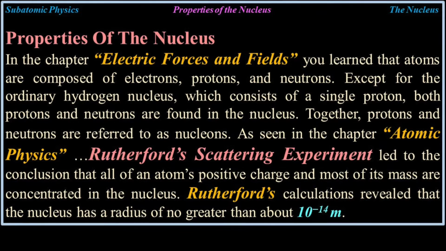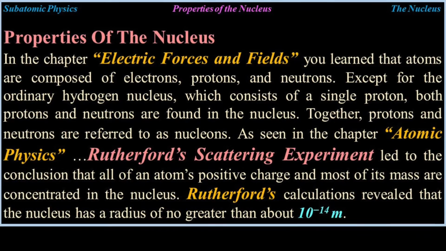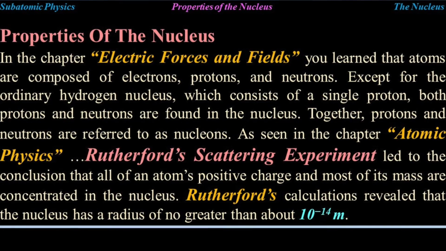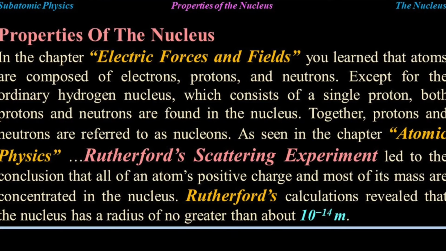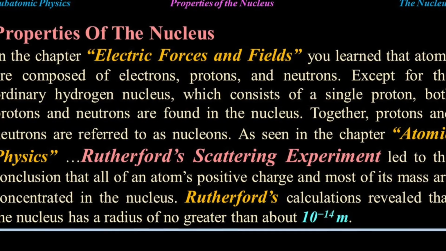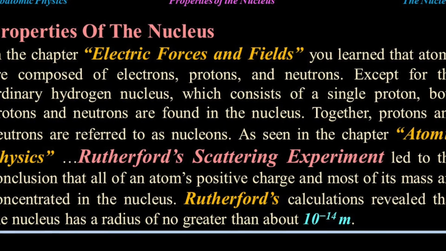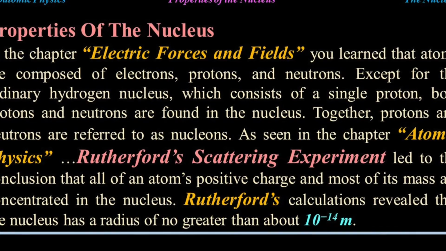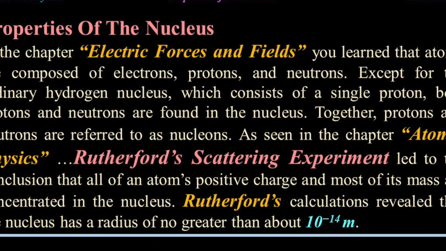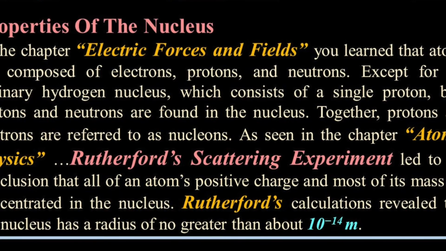Properties of the nucleus. In the chapter Electric Forces and Fields, you learned that atoms are composed of electrons, protons, and neutrons. Except for the ordinary hydrogen nucleus, which consists of a single proton, both protons and neutrons are found in the nucleus. Together, protons and neutrons are referred to as nucleons, as seen in the chapter Atomic Physics.